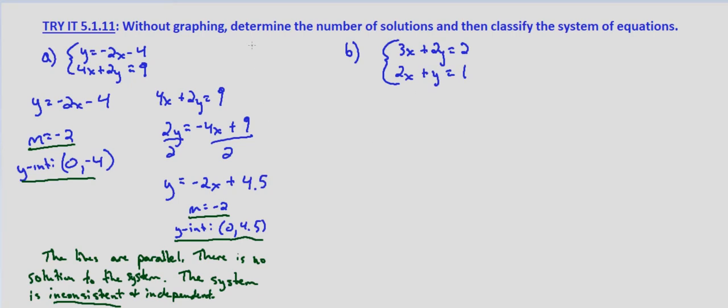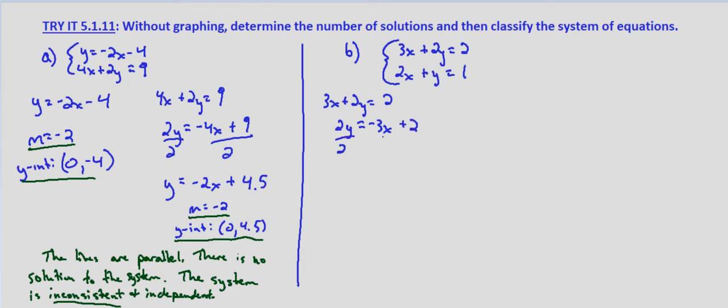Now on to our second system of equations. We have 3x plus 2y equals 2. Let's solve for y. Subtracting 3x from both sides, we get 2y equals negative 3x plus 2. Divide both sides by 2. We end up with y equals negative 3 halves x plus 1.